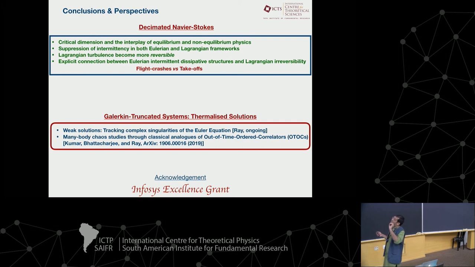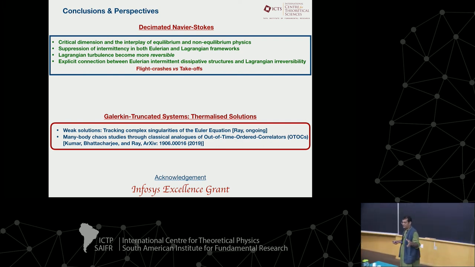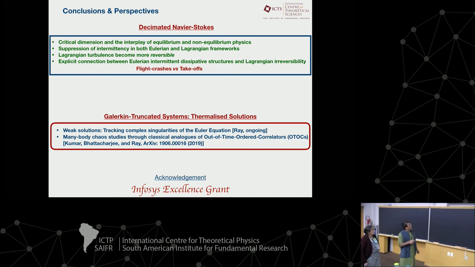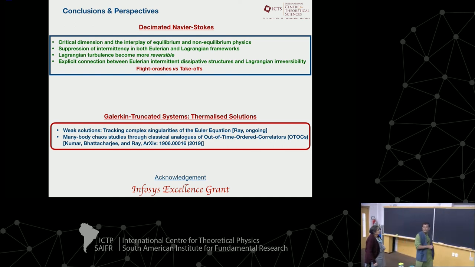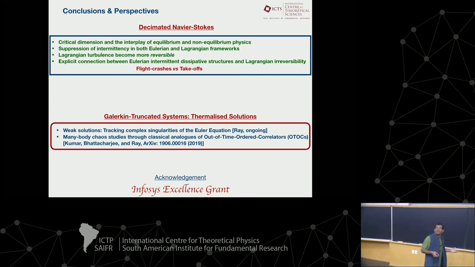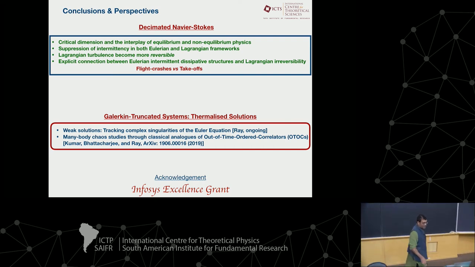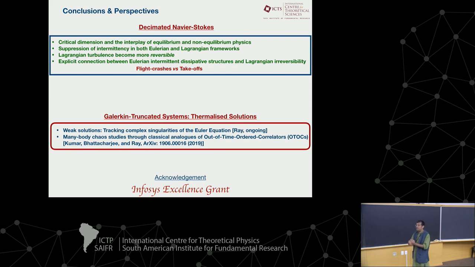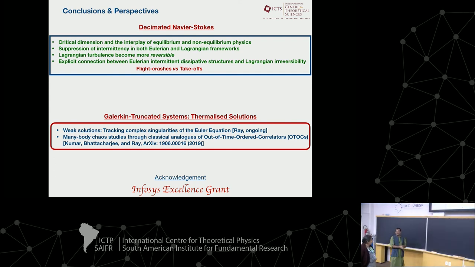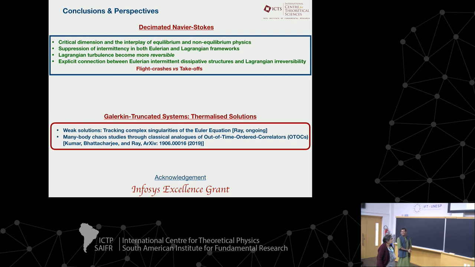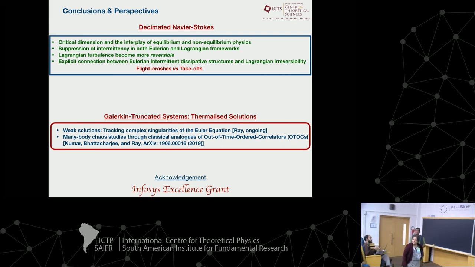And just one small comment, which has to do with the fully truncated inviscid system, which I did not talk about. This system, which has thermalized solutions, and Pablo has also worked on this quite a bit, is now turning out to be very useful to look at weak solutions of the Euler equations, as well as study many-body chaos in thermalized problems, which is, again, something very popular in the last few years, thanks to quantum field theories. So I'll end there and take questions. Thank you.